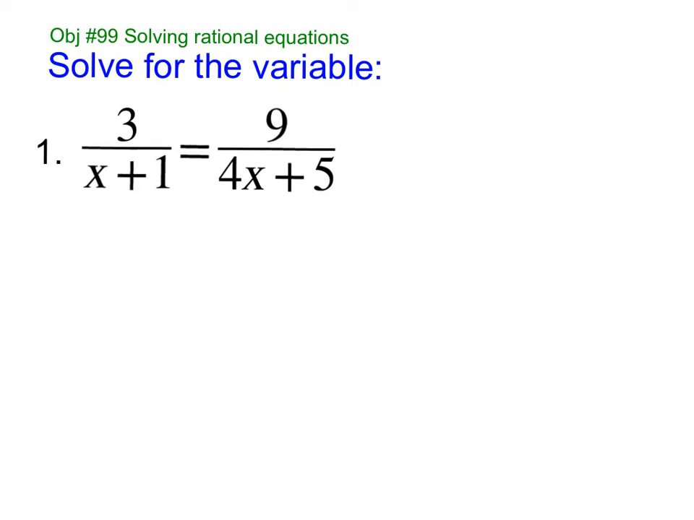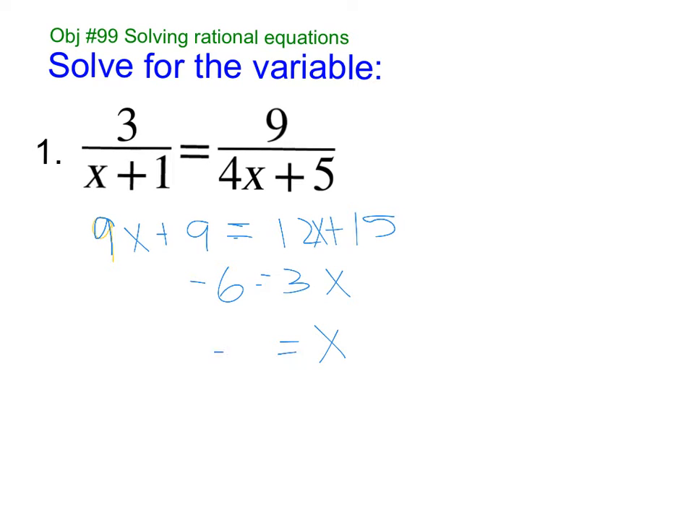Alright, solve for the variable. This is something you should know how to do. Think back to Algebra 1. So we're just going to cross multiply. So 9x plus 9 equals 12x plus 15. Should be easy. 3x equals negative 6. So x equals negative 2.